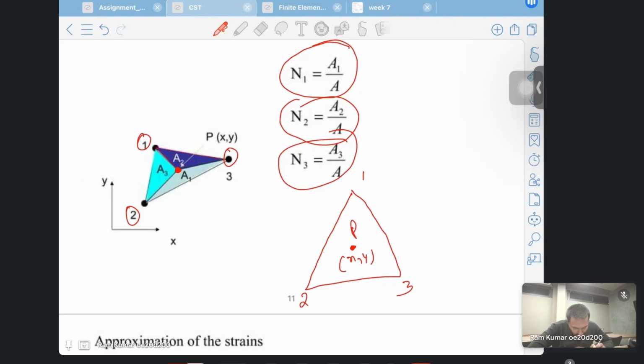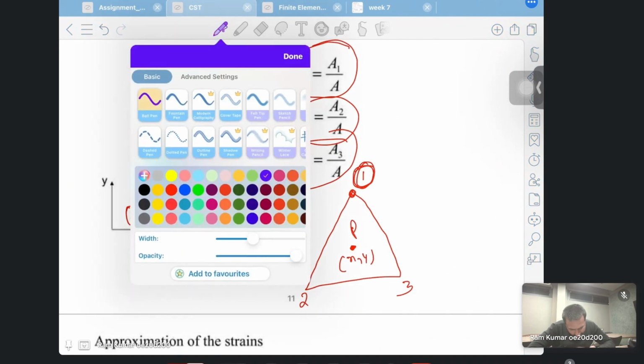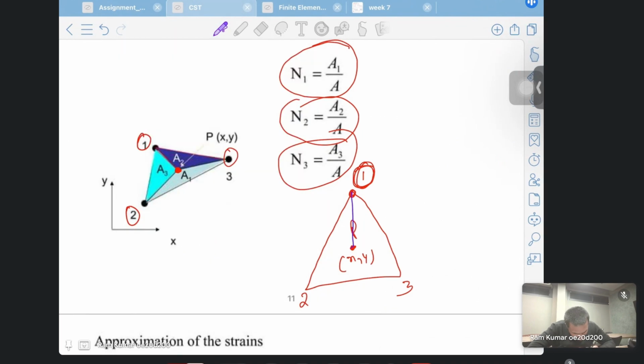For example, I want to find the shape function for node 1. So what I will do, I will connect first like this. Opposite to node 1, I will say area A1. Opposite to node 2, I will say area A2. Opposite to node 3, I will say area A3. So what is the area of A1? The area of this triangle. Then what is A2? The area of this one.